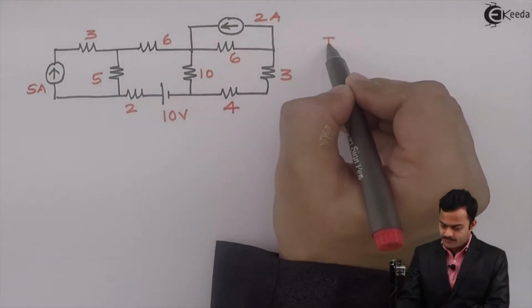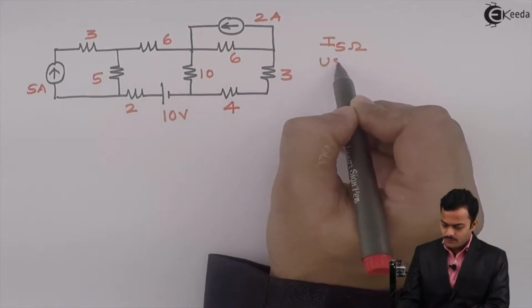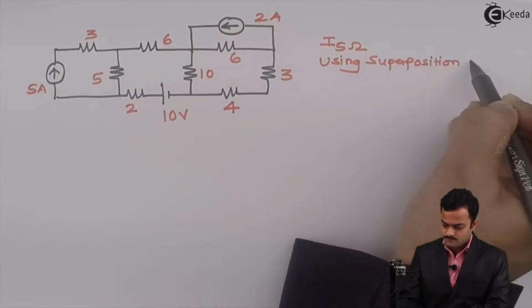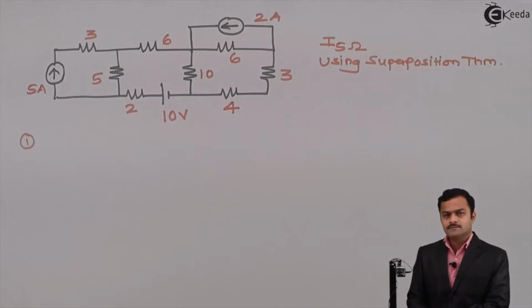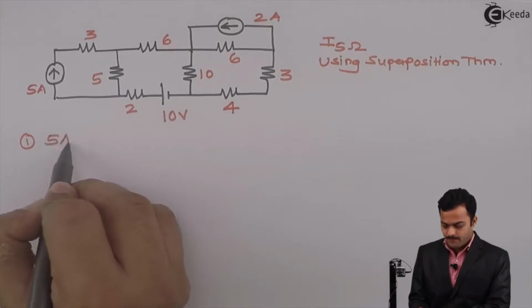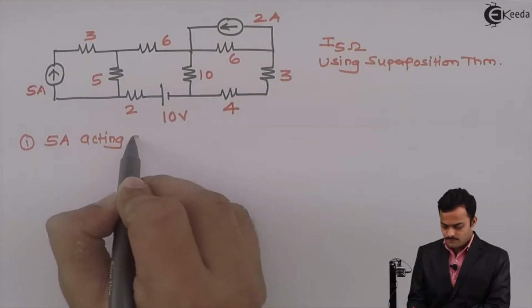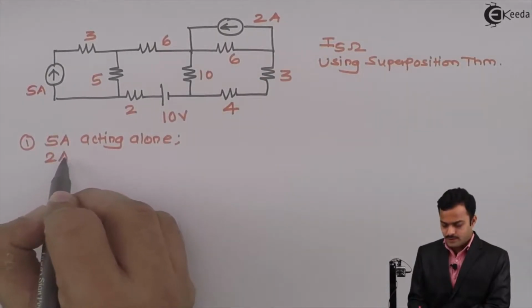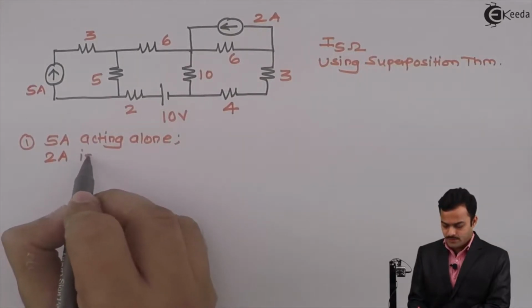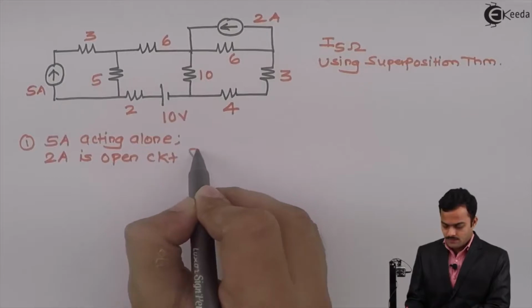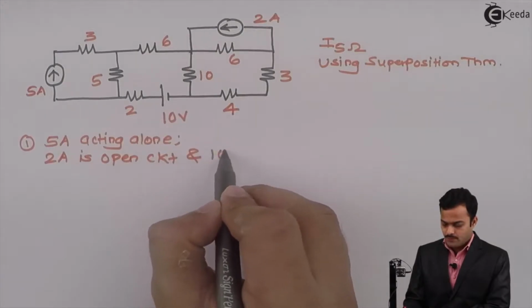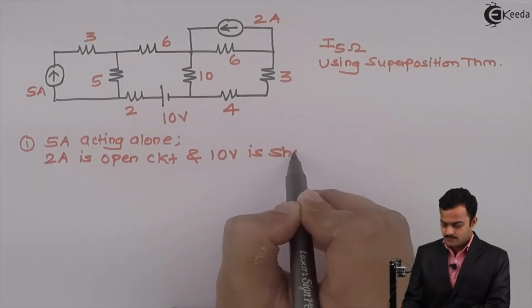The objective is to get the current flowing through 5 ohm using superposition theorem. Step number 1: one source at a time you have to consider. So I will consider 5 ampere acting alone. 2 ampere is a current source, so I need to open circuit it. So 2 ampere is open circuited. Being a voltage source, its internal resistance is 0, so 10 volt is short circuited.